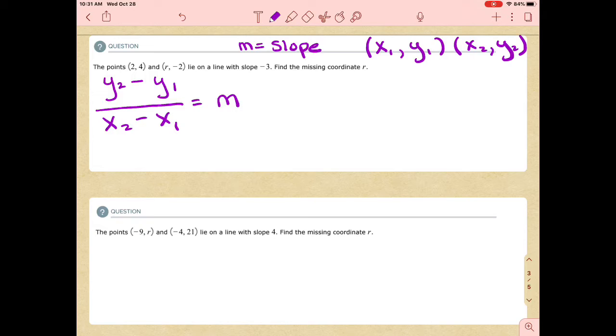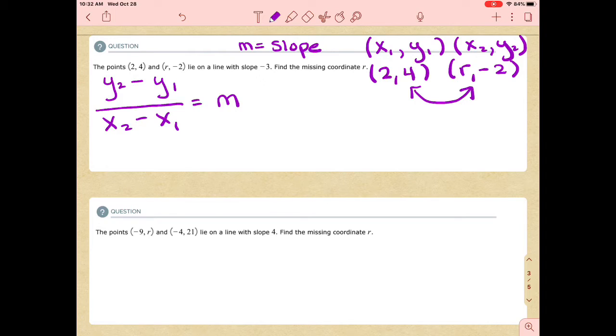So what we've been given is this information. We have a 2 and a 4, and we have an r and a -2, and I could have put them in the other order. It doesn't matter which ones are the sub 1 pair and which ones are the sub 2 pair. So what we're going to do is plug these numbers into this little formula and then do a little bit of algebra. So it looks like this.